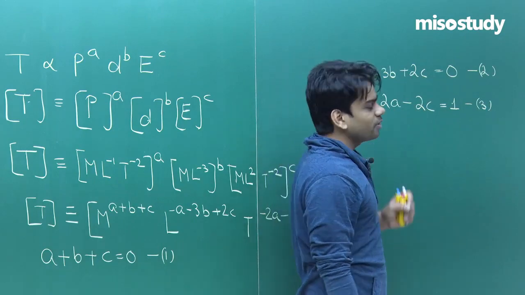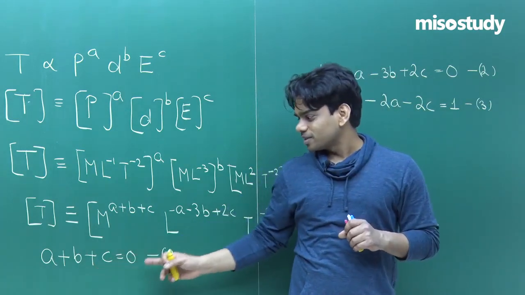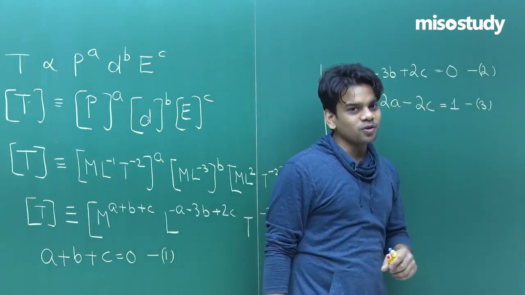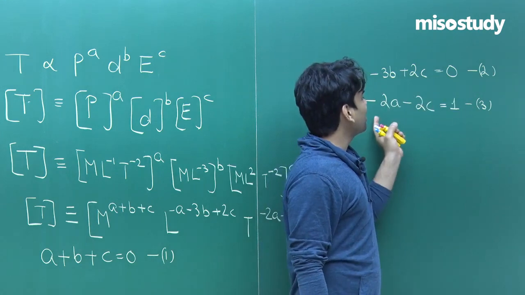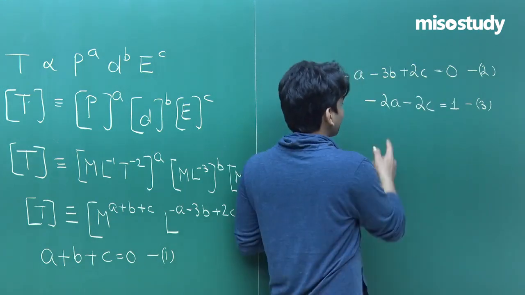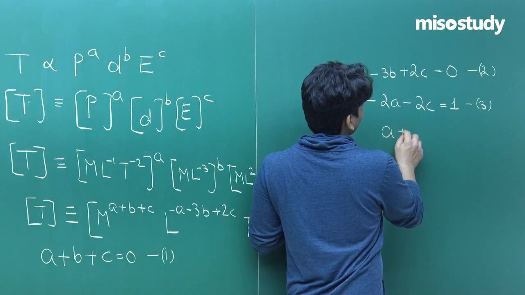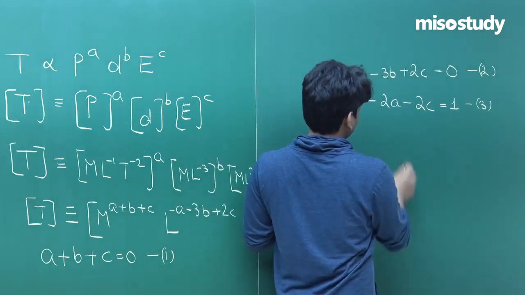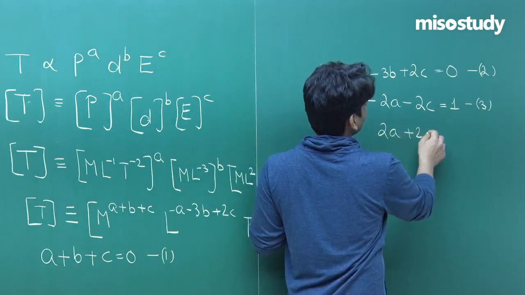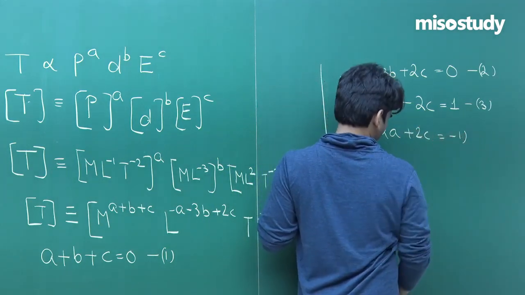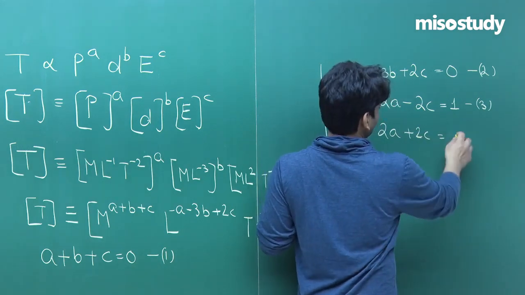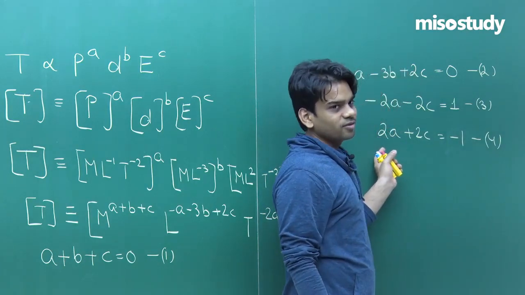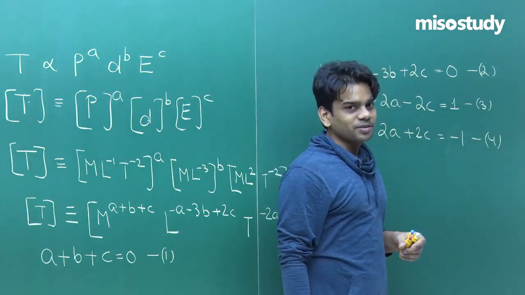From here, can we find out anything? Equation number 1: A plus B plus C equals 0. Equation number 2: minus A minus 3B plus 2C equals 0. Equation number 3: minus 2A minus 2C equals 1. Can we write this as A plus C, and let me keep it this way only. Let me show that 2A plus 2C is equal to minus 1. Not a big change. We have just replaced the representation of equation number 3. I have just multiplied a minus sign here.